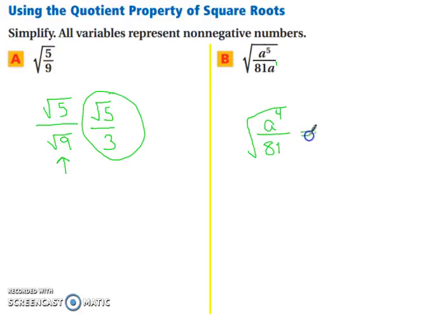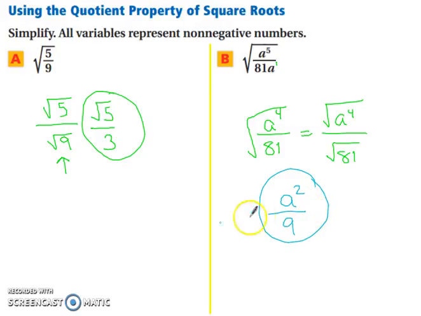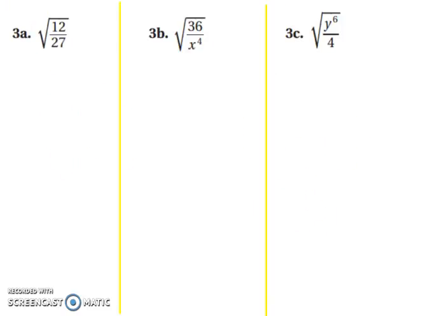Now we're going to separate it. We have the square root of a to the 4th over the square root of 81. The square root of a to the 4th, as we've done previously, is simply a squared, and the square root of 81 is 9. Now take a moment and pause the video and try these next 3 on your own. When you return to the video, the answer will be revealed.